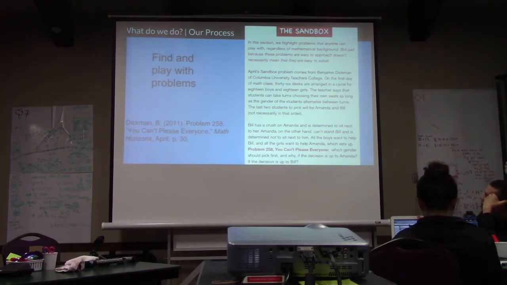Essentially, what we do with these problems is we look for cool problems that we enjoy doing, and then we try to adapt them into posters. This is a problem that Ben Dickman shared with us, and it's a really fun problem to play with, but it's got a lot of words, and it's a little over-gendered for me, so we tried to turn this into a poster problem.